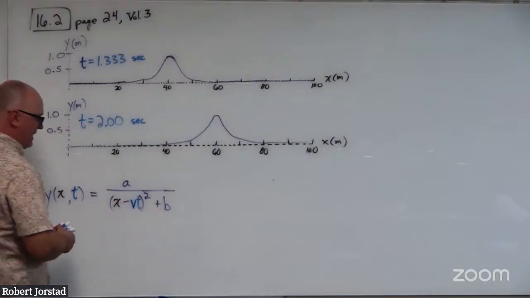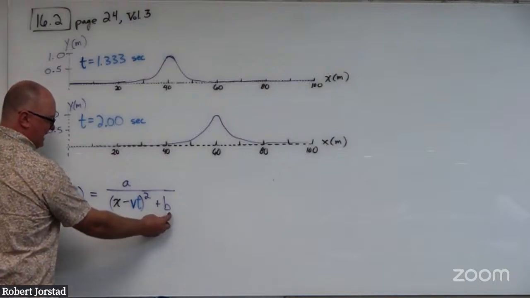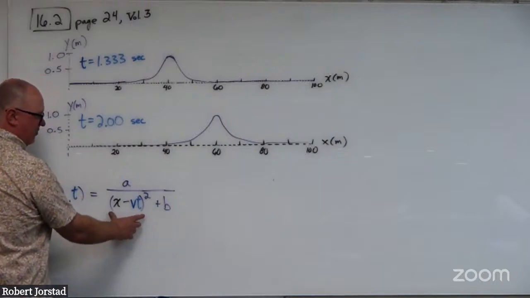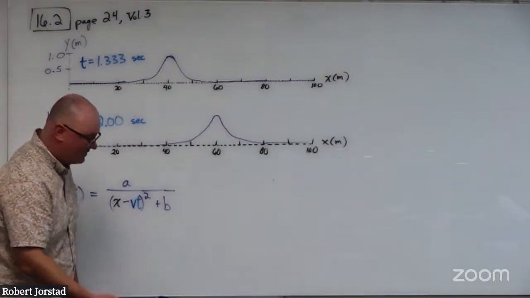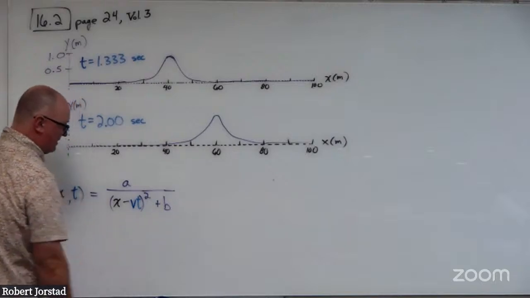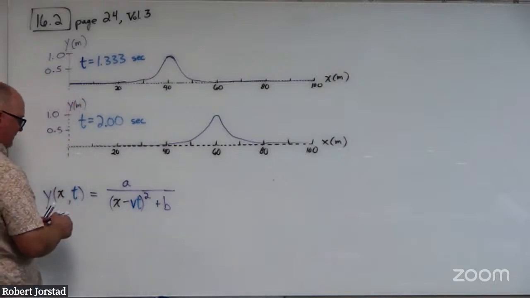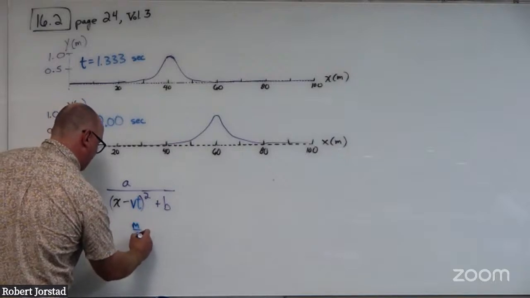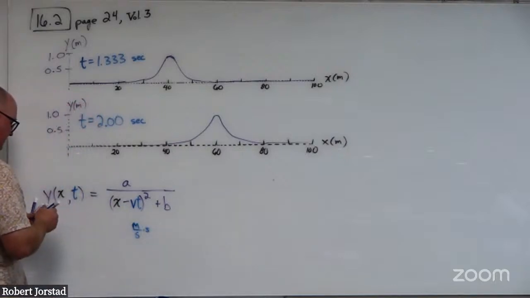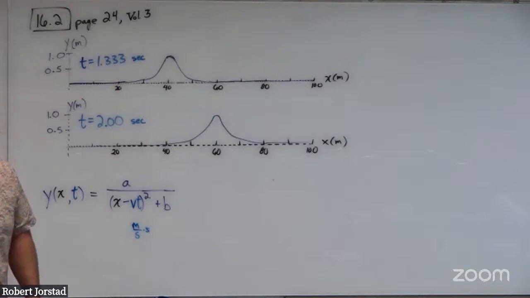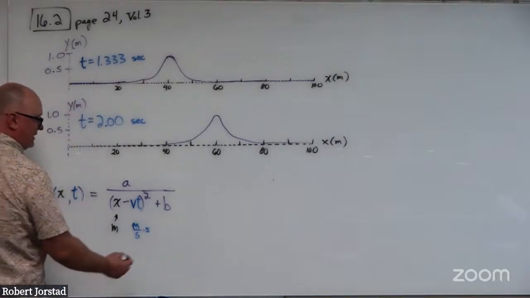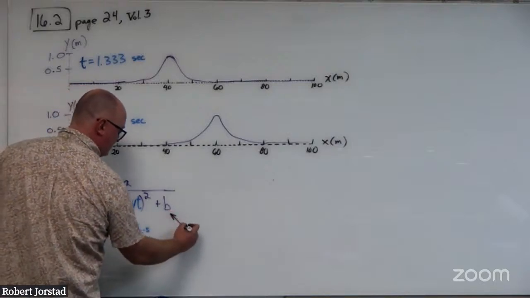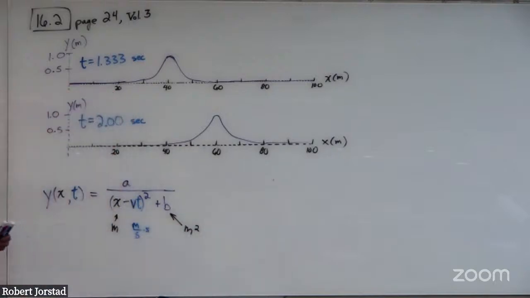Why would I start there? I know that B is added to this thing. Whenever you add two things together, you have to add apples to apples, oranges to oranges. We know that these two things must have the same units. Well, I can tell the units of this thing. This is meters per second times seconds. That's meters. But it's squared. So the units of B must be meters squared.